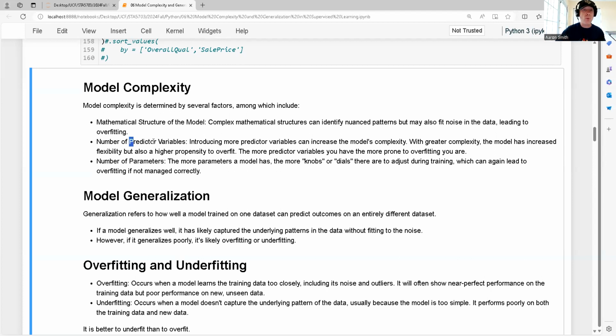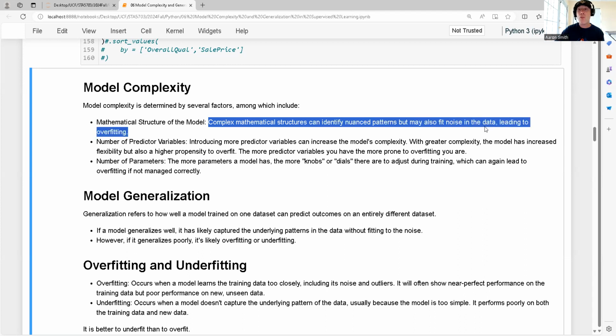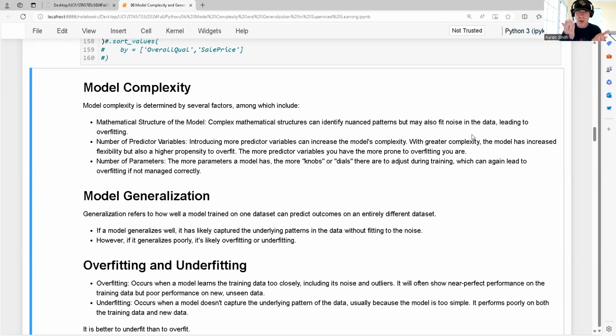When it comes to your predictor variables, and also to some extent the parameters, you can think of it as if I'm cooking, just throwing in more ingredients is not going to improve the soup. I only want to put in ingredients that complement my goal and what I already have in that soup. We don't want to throw in everything. We just want to throw in the good stuff. So keep that in mind. Our mathematical structure, the complexity of the mathematics of the model, can identify nuanced patterns, but it can also pick up the noise in my training data, leading to overfitting. And so I want to strike that right balance.